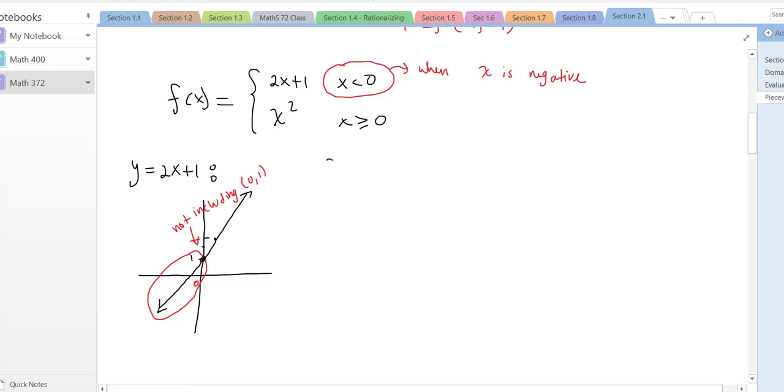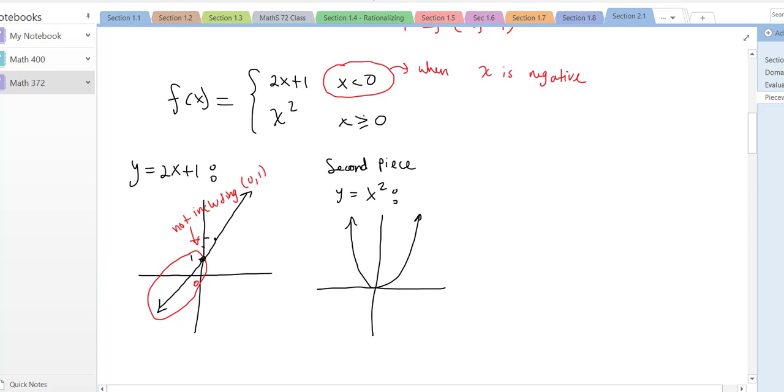So the other piece is y equals x squared. So what does y equals x squared look like? Well, y equals x squared is our parent graph, the parabola. And the piecewise function says we only want that when x is greater than or equal to 0. So when x is positive. So x is positive on the right side. So that means we're going to want this part of the graph. So this is what we want. And we want to include 0, 0.